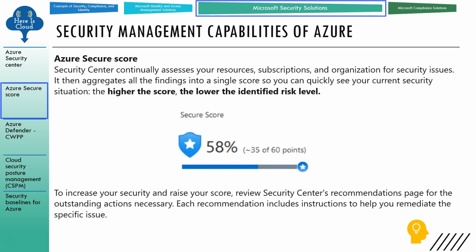So how can we increase our security score? To increase your security score, continuously review the Security Center recommendations page for the outstanding actions necessary. Each recommendation includes instructions to help you remediate the specific issues. So based on these recommendations, if we address the issue, the security score will go up.